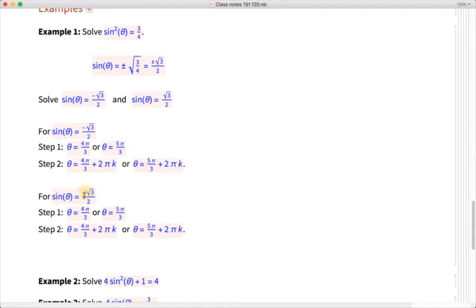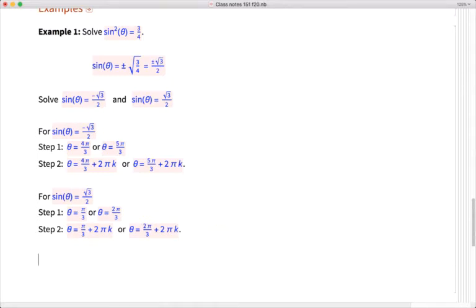For the other equation, when we're looking for positive root 3 over 2, well, these are the steep angles, the pi over 3 angles in quadrants 1 and 2. So those are pi over 3 and 2 pi over 3. Certainly, having a nicely drawn out unit circle at your side would be a good idea when you take the exam.